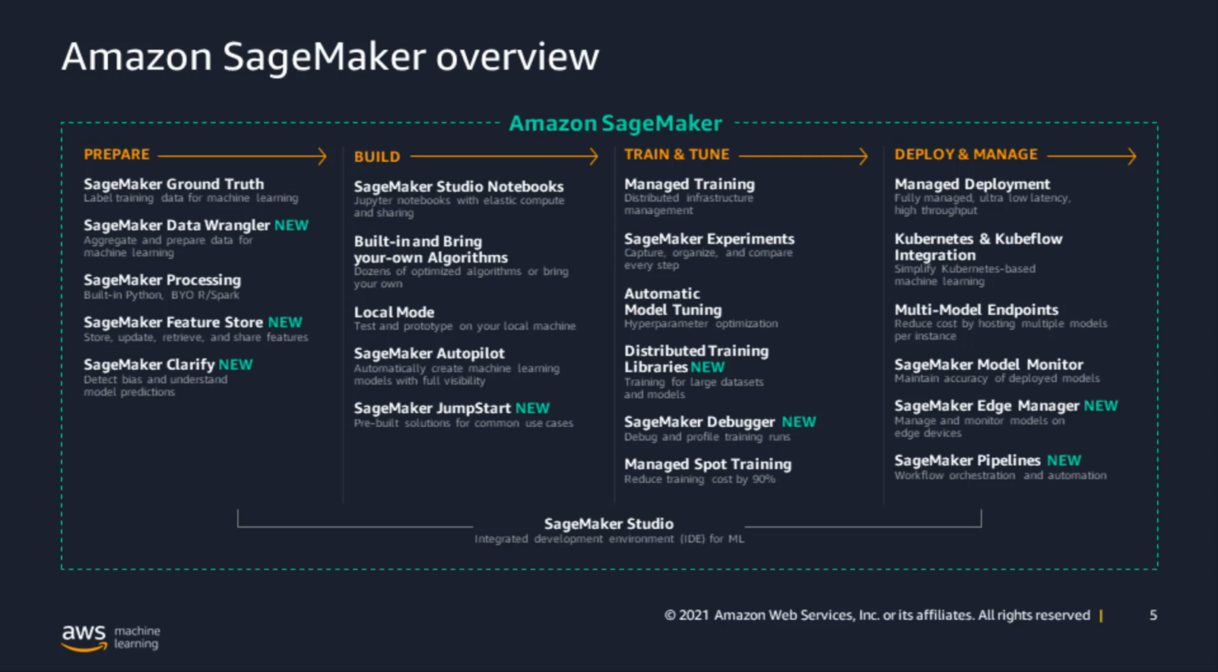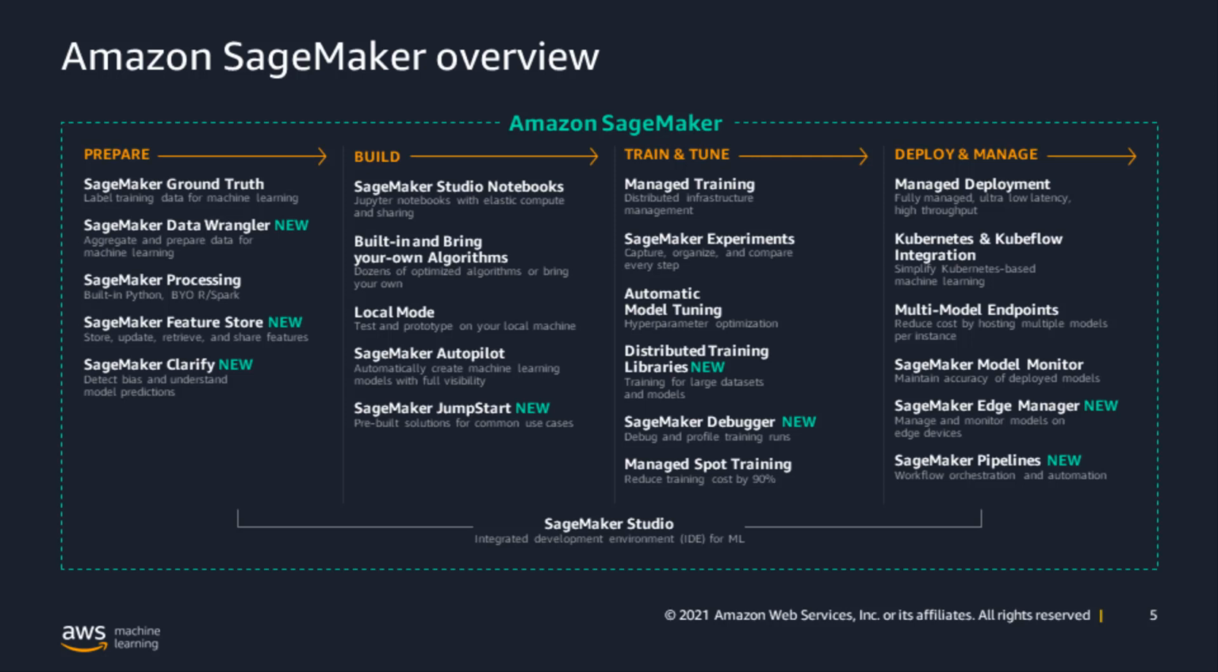SageMaker is a service with a lot of different features and capabilities in it, and we typically talk about these features as falling in 4 different categories. These categories include data preparation, the model build phase, training and tuning, and then finally deploying and managing your models. So I won't cover each of the features that these categories contain, but I will touch upon a few that we have launched recently.